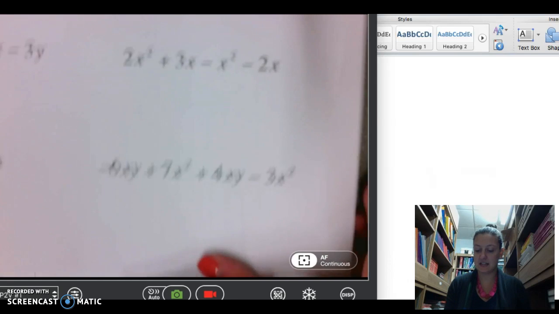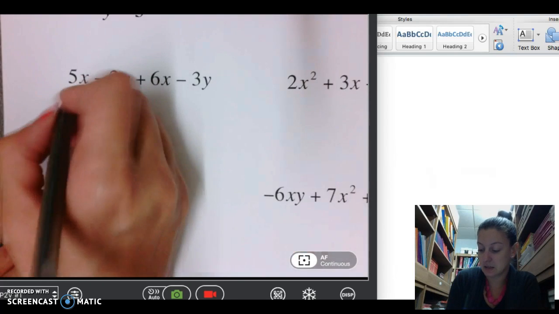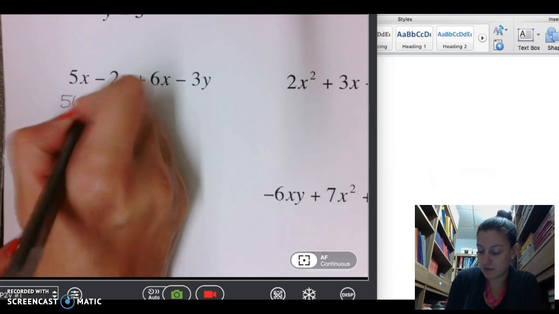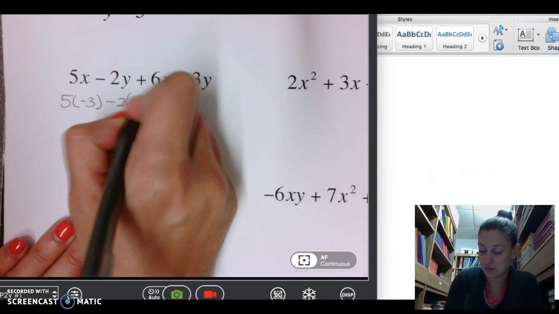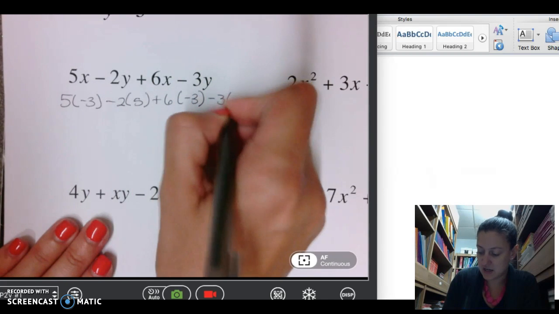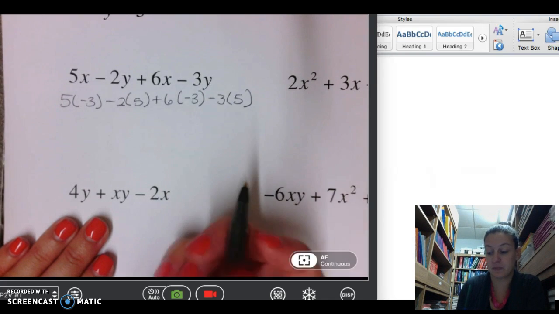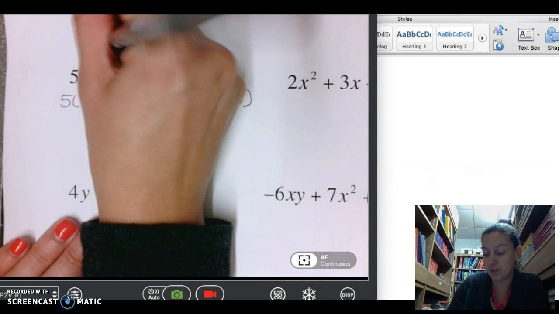Beautiful. One last slide here. Same values, but bigger things. So 5 times negative 3 minus 2 times 5 plus 6 times negative 3 minus 3 times 5. A lot of multiplication here. If you want, you can group the step.